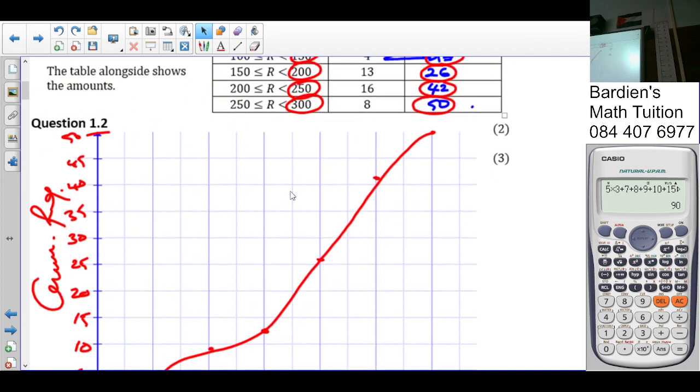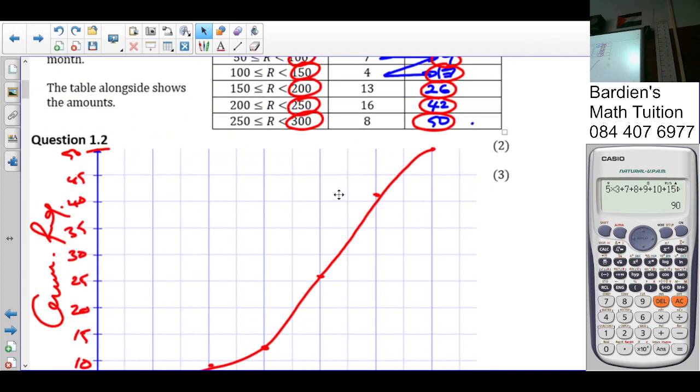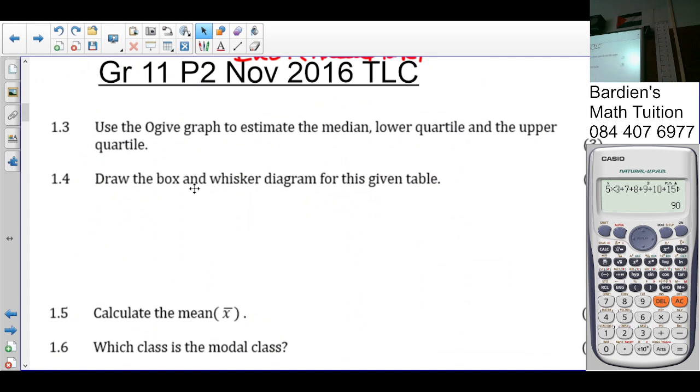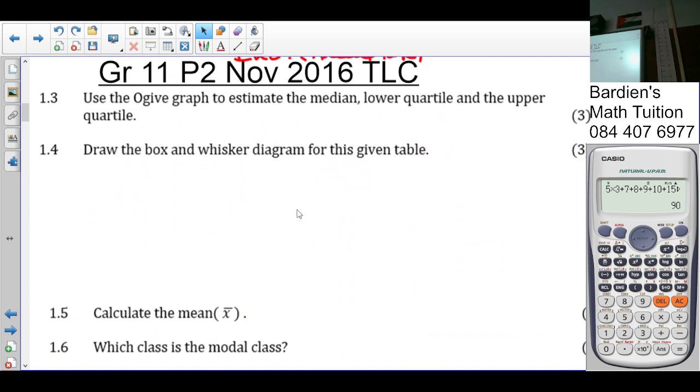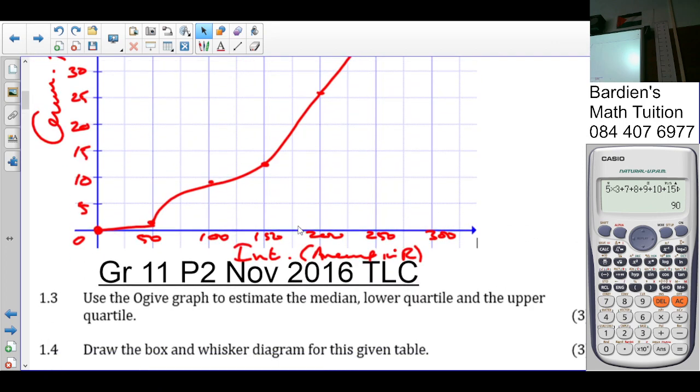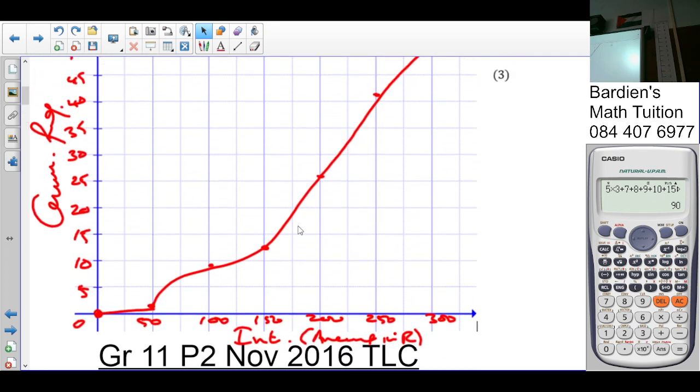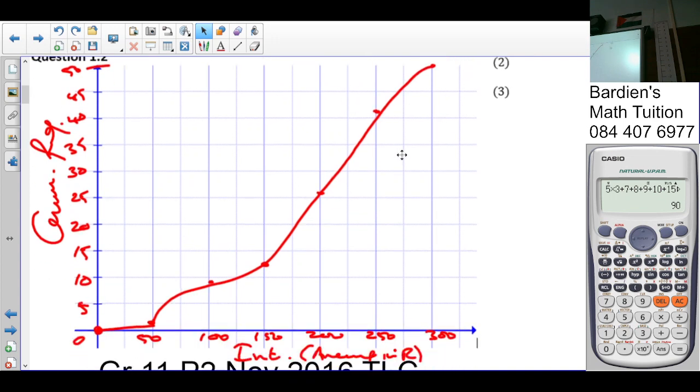And it's simple. The graph is not that difficult. It's simple to do. The next question says, use your ogive graph to estimate the median, lower quartile, and upper quartile. Now your median is your middle number of sorted data, not so. Now here's 50 values here. So what is the half of 50? 25. So we take this reading at 25. You see that it's just less than 200. Can you all see that?